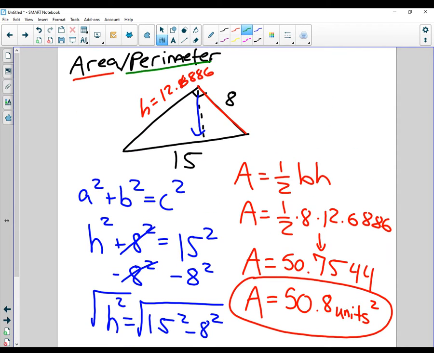One last thing, now let's do the perimeter. I'll squeeze the perimeter up here. The perimeter, we just add all the sides up, right? 8 plus 15 plus 12.68. 8 plus 15 plus 12.68. I get 35.6.